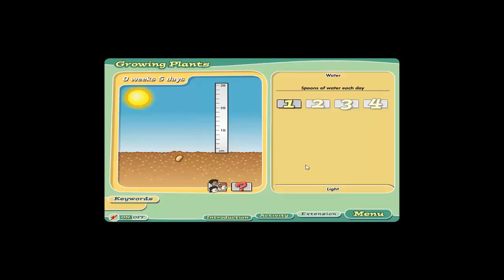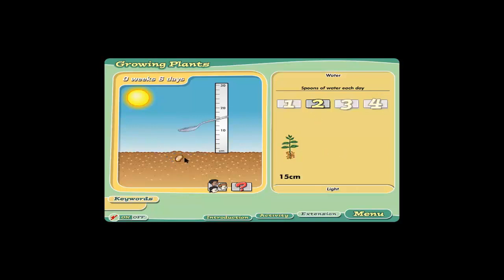We give this seed 1 spoon of water every day for 4 weeks. Can you see it germinating, giving a young plant, then the young plant growing to an adult one. After 4 weeks, we measure it using the ruler and find it's 15 centimeters. Let's plant another one and give it 2 spoons of water.